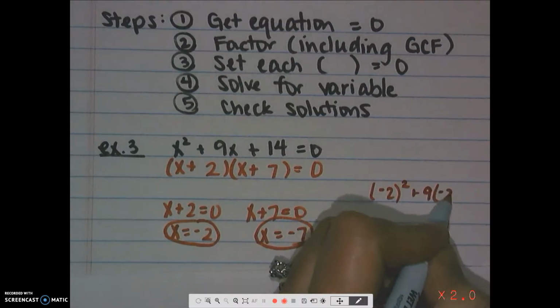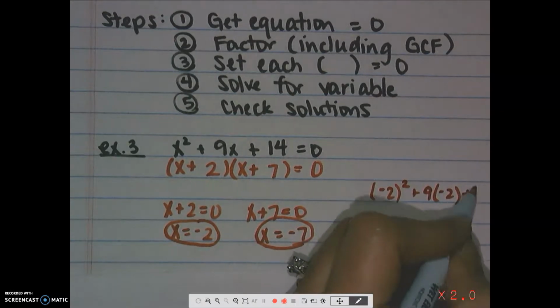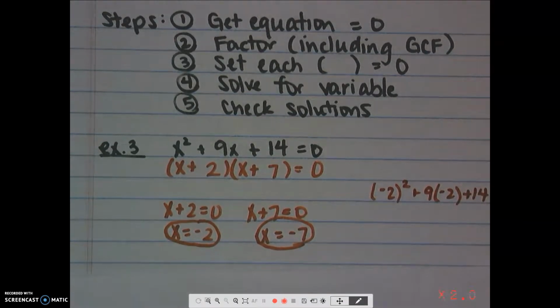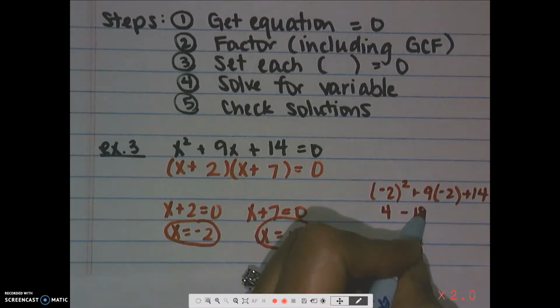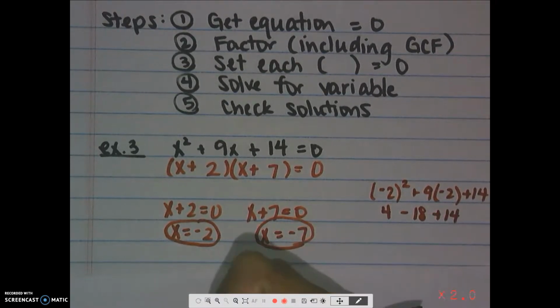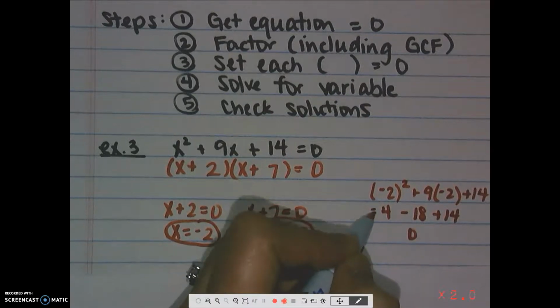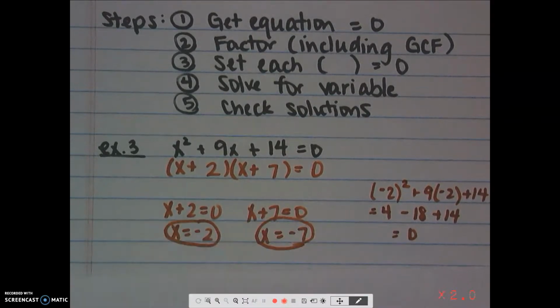And that just means that I'm going to plug negative 2 in for all of those x's. So this would give us 4 minus 18 plus 14, which would give us 0. So it checks, all right? And you can do the same thing for negative 7.